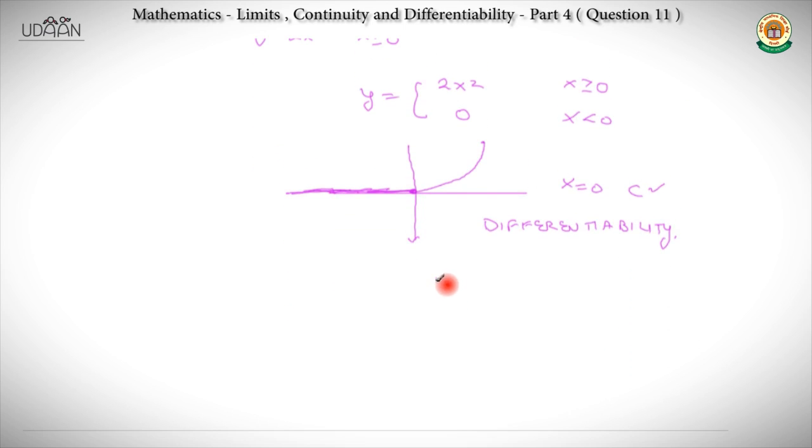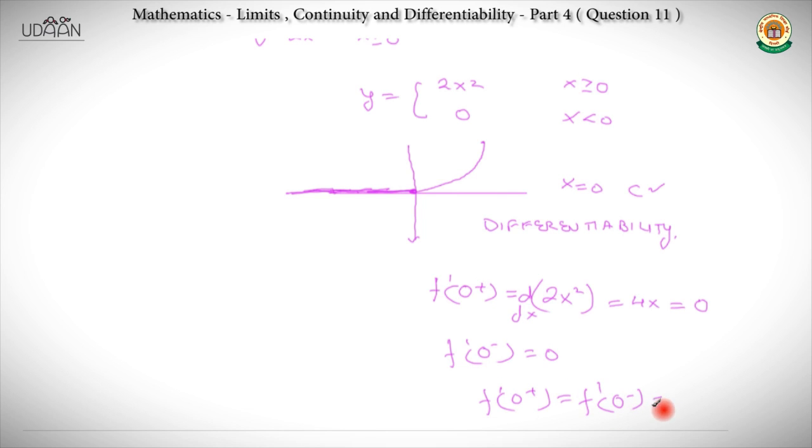So f dash 0 plus will be the derivative of 2x square, which is 4x, and we apply x equals to 0, which becomes 0. Similarly, f dash 0 minus is equal to 0, as the function of x for x negative is already a constant function, and differentiating a constant function, we get its derivative equals to 0. Since f dash 0 plus equals f dash 0 minus, which is a finite value, we can conclude that it's a differentiable function.